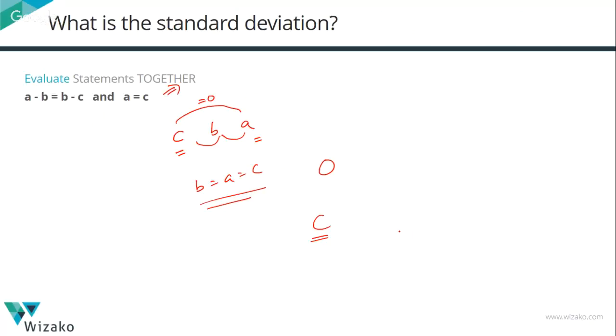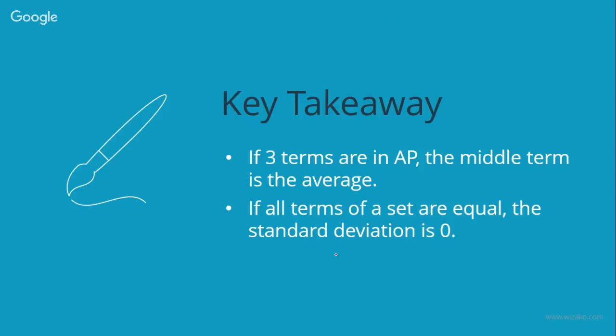Here, slowly we have notched up the level of difficulty. We just looked at pure median question, standard deviation with some AP and other things thrown in. If 3 terms are in AP, the middle term is the average. If all terms of a set are equal, the standard deviation is 0. Come back to what we have discussed with the earlier questions.